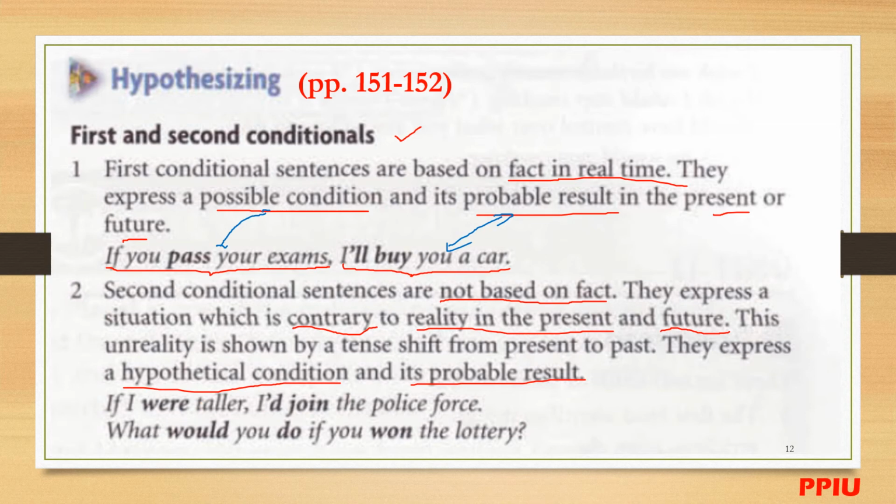So let's see this part. From "if I were taller", which part? And "I'd join the police force" here. So "if I were taller" is the hypothetical condition. It's not true. And "I'd join the police force" is the probable result. Is it possible? Yeah. If he is tall, he would join the police force, but actually not. He's a short person.